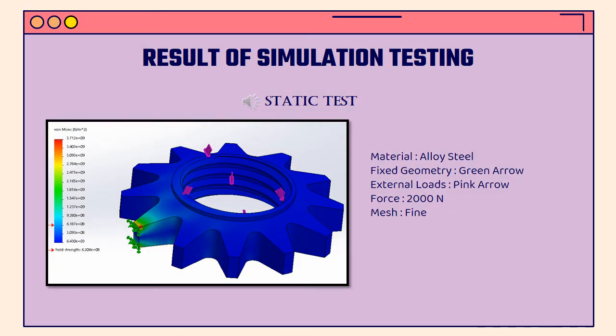The first simulation I use is the static test. The material I use is alloy steel, and the geometry is fixed at the outer of the nut, as we can see the green arrow there, and the external load I apply at the inner thread, which is the pink arrow. The force I use for this static test is 2000 Newton, and the mesh is fine.